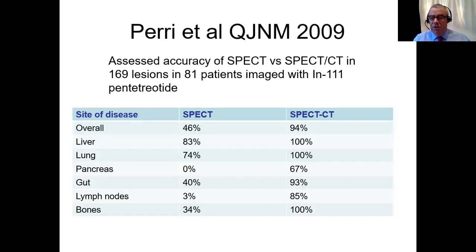This is a further piece of work that was done in Italy, looking at different sites in 81 patients and looking at where there is an improvement between SPECT and SPECT-CT. And you can see that in most areas there's an improvement, possibly less so in the liver and the lung, but certainly in pancreas, significant improvement, though still not 100%, because quite a lot of pancreatic tumors don't express the right receptors. But you can see in gut and lymph nodes and bones a significant improvement, partly because you can localize the uptake and be confident in your reporting.